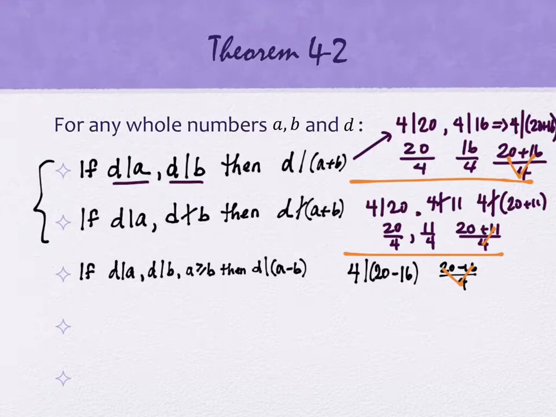Now we're going to do it with the second piece being not divisible by, again mirroring the second piece that I had before. D divides A, D does not divide B. And again, we're going to stick with A as being bigger than B so that we can stick with whole numbers. So what do you think is going to happen when I subtract? Will it divide or will it not divide?